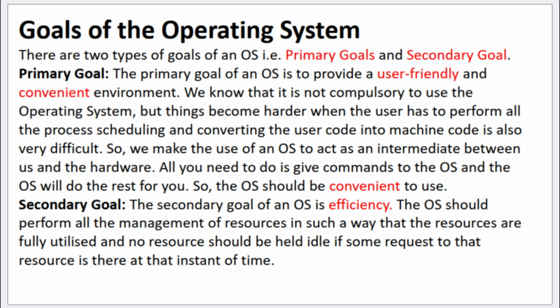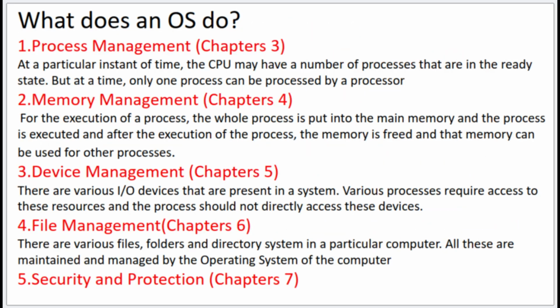Secondary goal: the secondary goal of an OS is efficiency. The OS should perform all the management of resources in such a way that the resources are fully utilized and no resource should be held idle if some request to that resource is there at that instant of time. What does an OS do?